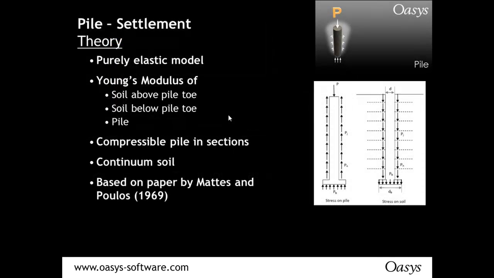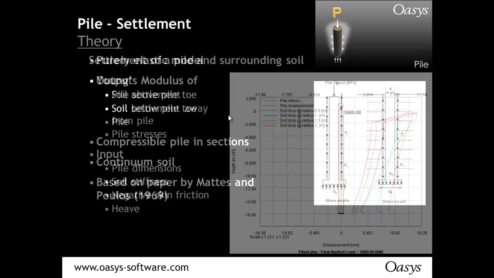In terms of settlement, what Pile does is it uses theory by Matz and Poulos to split up the pile into a number of compressible pile sections, and then it does an elastic analysis where it uses the Young's modulus of the soil above the pile toe and below the pile toe and the pile itself, and it looks at the continuum of the soil around the pile as well. So that's how we get settlements out.